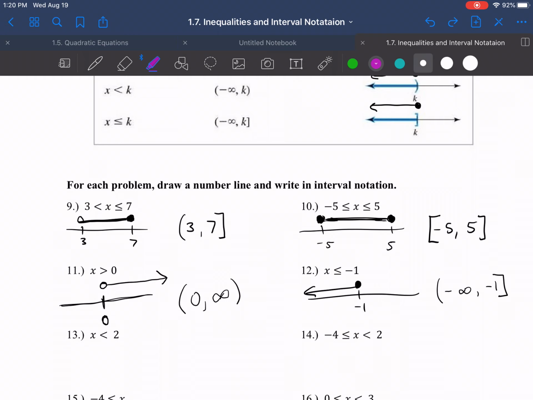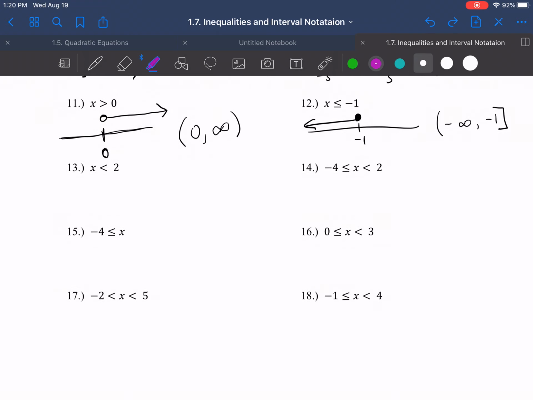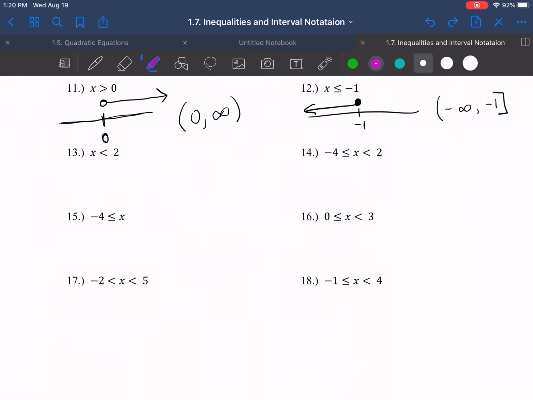The next one is x is less than or equal to -1, so we're at an or equal to, so I filled in the circle, and we're going for the less than part, so that's to the left. Here, we're coming from negative infinity. I always do this from the smallest to the largest, so we're coming from negative infinity, and we can't include it, so parentheses, and we're going all the way up till we hit -1, and we can include -1, so bracket around it.